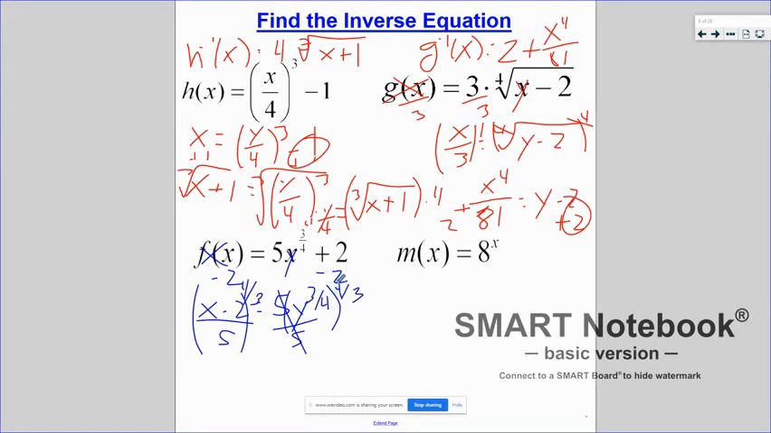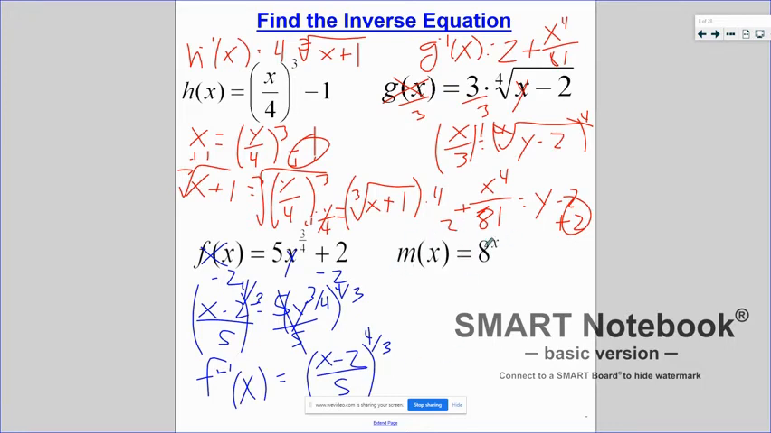So then my inverse of f of x equals, we can just leave it just like that for now, x minus 2 over 5 to the 4/3 power.